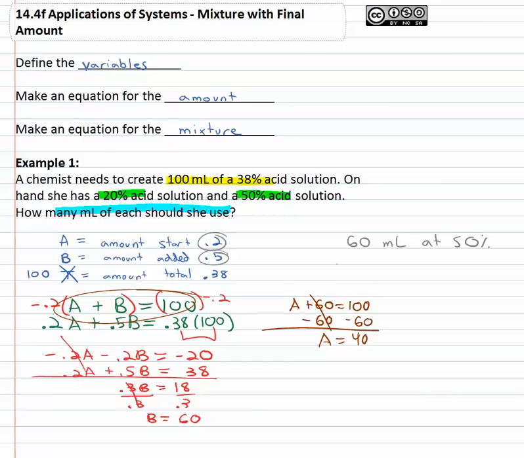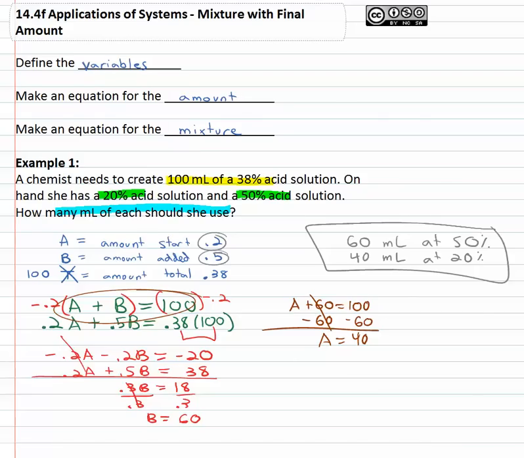A is the amount at 20%, so we have 40 milliliters at 20%. And we now know how much of each part to use to create 100 milliliters of a 38% acid solution for this chemist investigation.